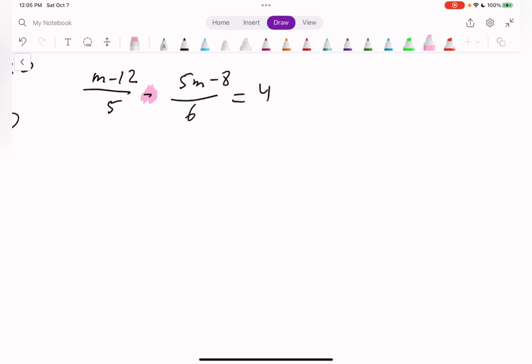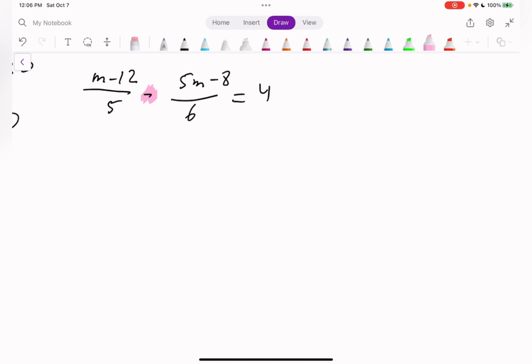Common denominator, we have 5 and 6 as denominators. The common denominator will be 30, right? Because 5 is a prime number. When you have a prime number like 5, then you have to multiply them by each other. 5 times 6, 30. Okay, if somebody doesn't know how to find a common denominator, I have a specific video that explains how to find a common denominator.